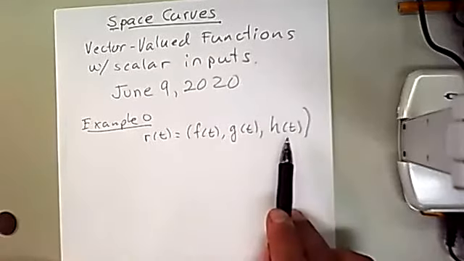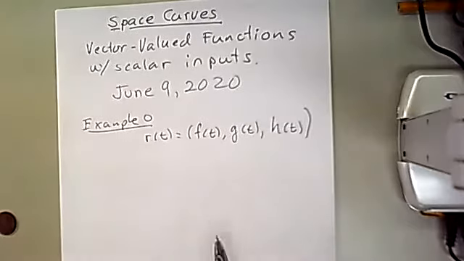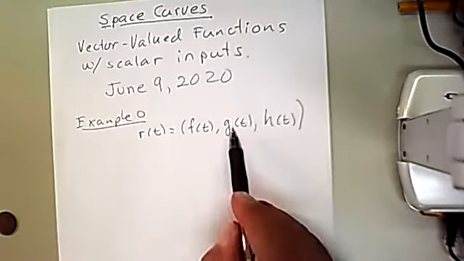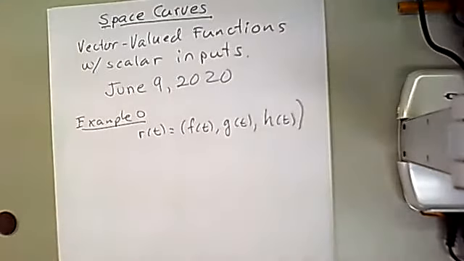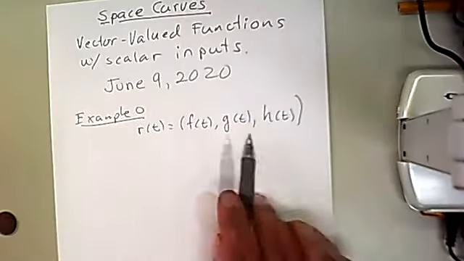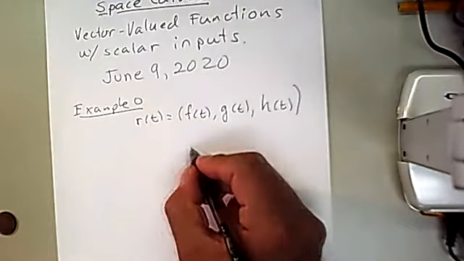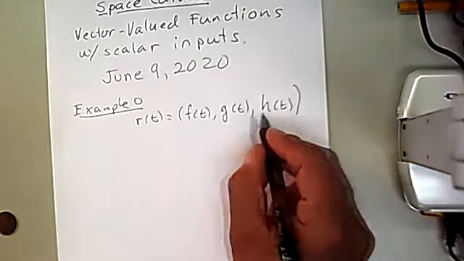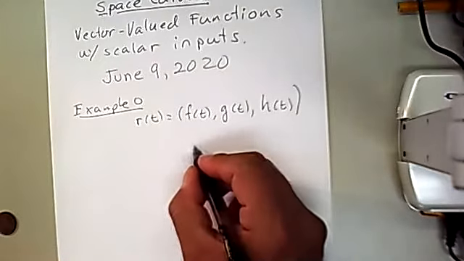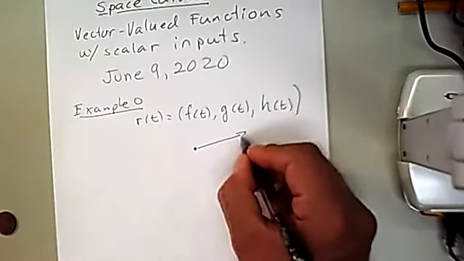Each one of the components is a real valued function, f, g, and h, I'm calling them. We can also call them x, y, and z, respectively. Before we do advanced examples, think of this as a straight line. We already saw in previous videos that if each one of those is a linear function, then the curve that we produce is a straight line.